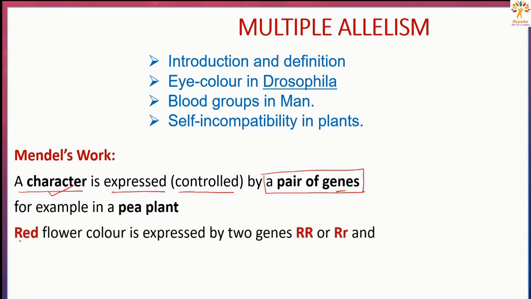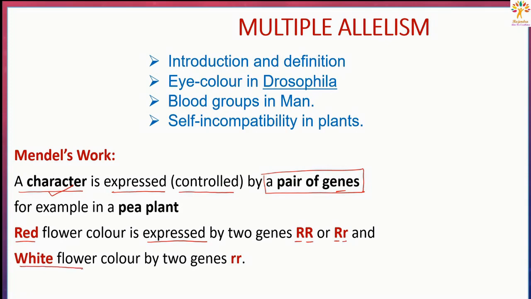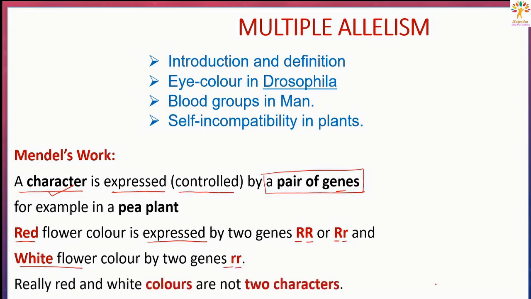So for red flower color, two genes are responsible, that is capital R and capital R, or capital R and small r. While white flower color is expressed by two genes, that is small r and small r. But in reality, red and white colors are not different characters.